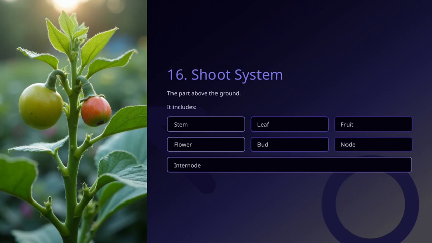Buds are undeveloped or embryonic shoots that can develop into new leaves, flowers, or branches. Fruits, on the other hand, are mature ovaries that contain seeds, playing a crucial role in seed dispersal and plant reproduction. Understanding these components helps us grasp how the shoot system functions as a whole, supporting the plant's growth, reproduction, and overall health. All these parts work together seamlessly, highlighting the complexity and elegance of plant structures.